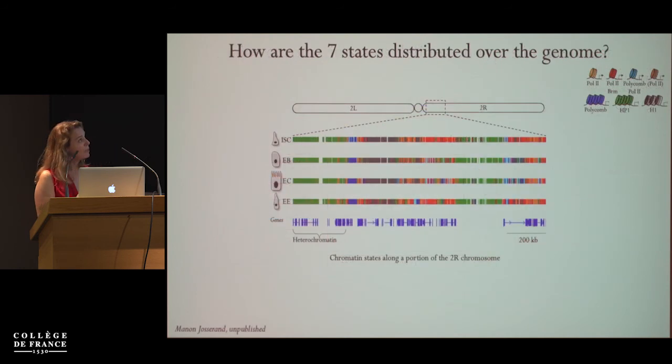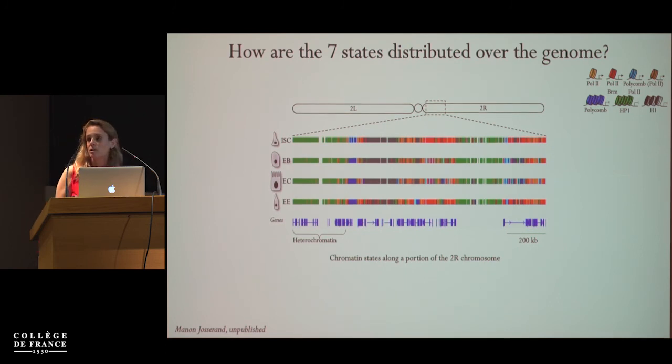Okay, so now if we plot these different states along the genome, I'm just showing you what these data look like for a portion of the genome in the stem cell, enteroblast, and the two differentiated cell types. You can see that overall it looks quite similar, which is not too surprising. But if you start to look more carefully, you can see that there are plenty of regions where we actually see quite a bit of differences from the stem cell to the differentiated cells.